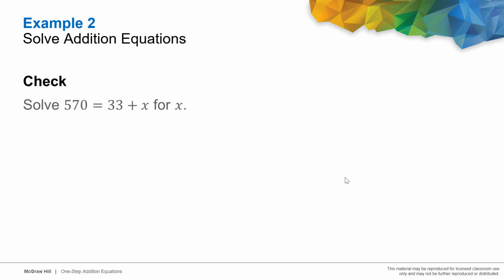All right, so then try this one. 570 equals 33 plus x. And when it says solve for x, that means you're trying to solve what x is. You can use any of the methods, but like I said, I recommend trying the subtraction property one.